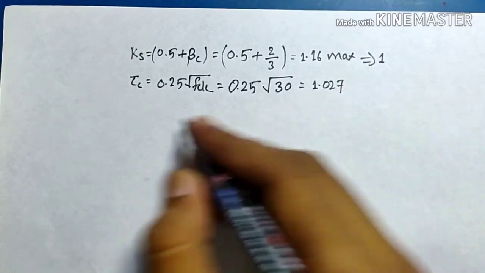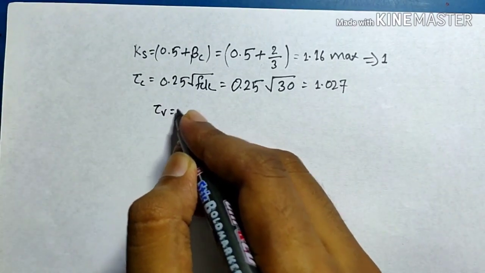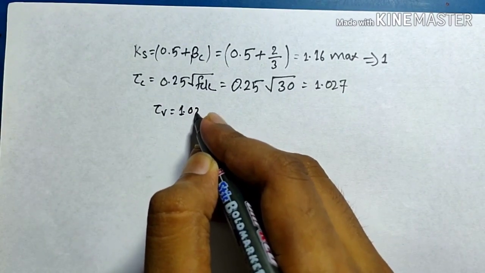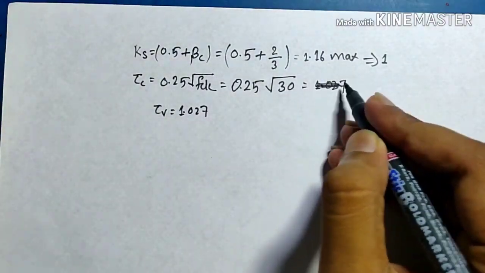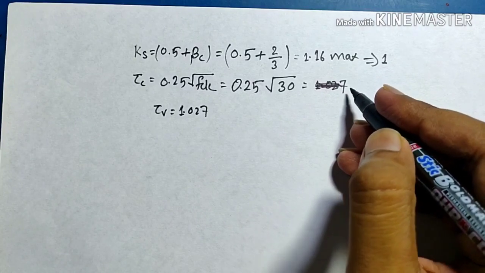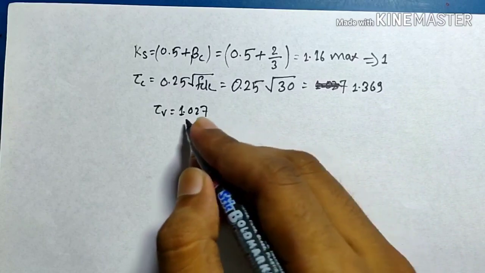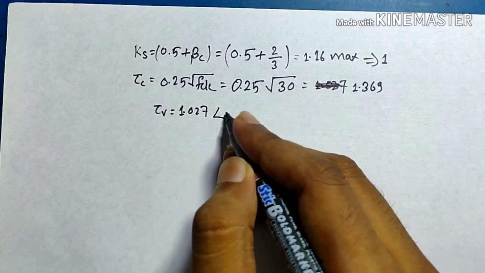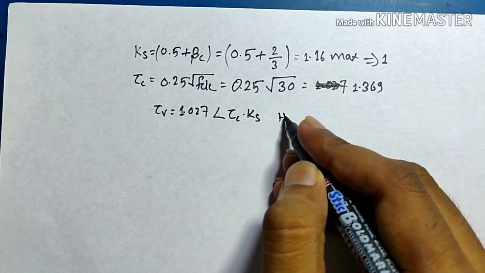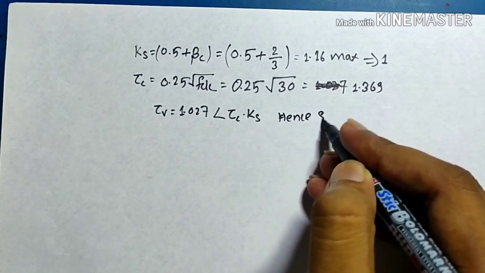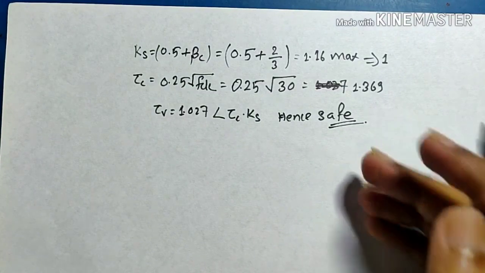Now here it shows that our tau V equals 1.027, sorry, our tau C will be equal to 1.369, and the tau V is 1.027, which is less than tau C into Ks, meaning it is safe, hence safe. Now let's design the reinforcement along the x direction and y direction.